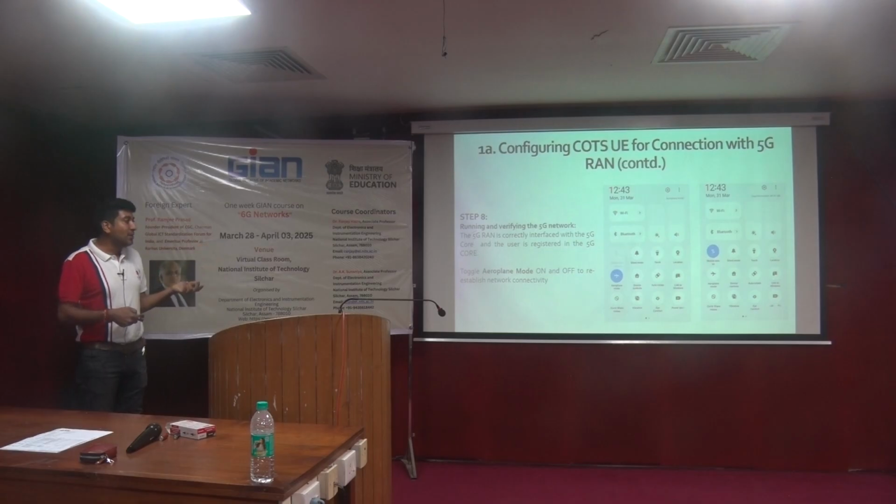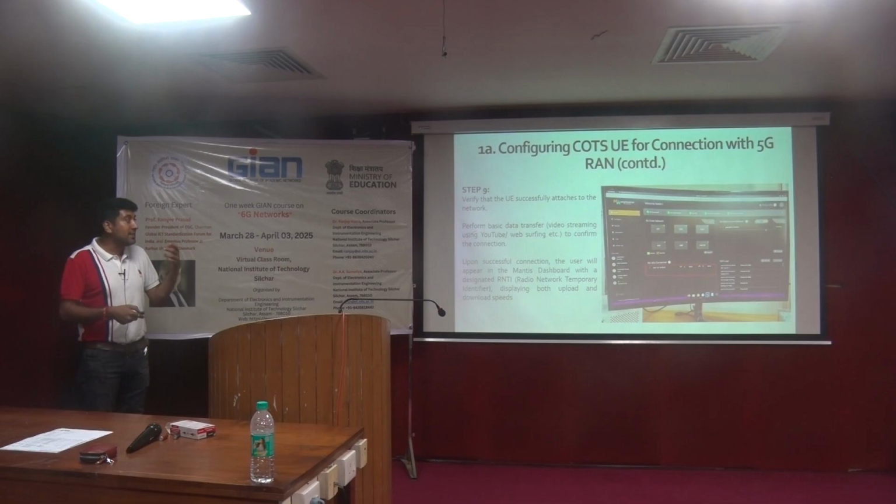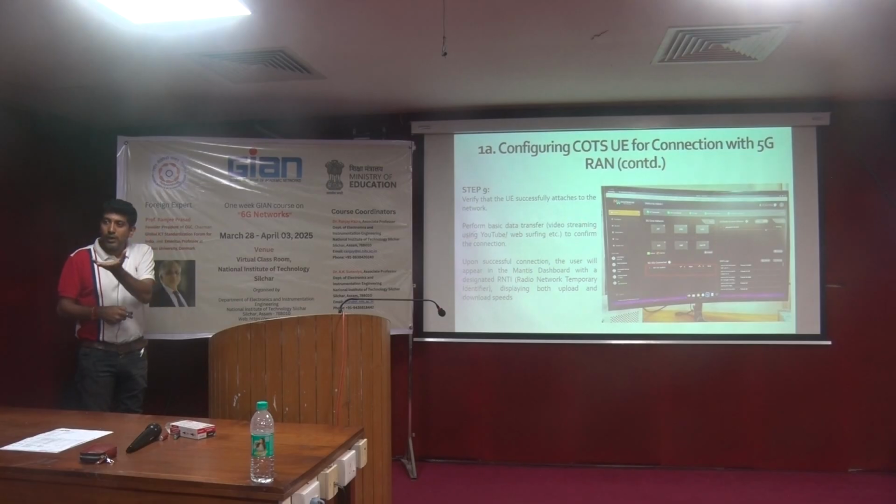Once this is done, it is expected that the user will successfully attach to the network. So your user, which is your OnePlus phone, got connected to your 5G box. Okay, and upon success, this is the radio network temporary identifier.